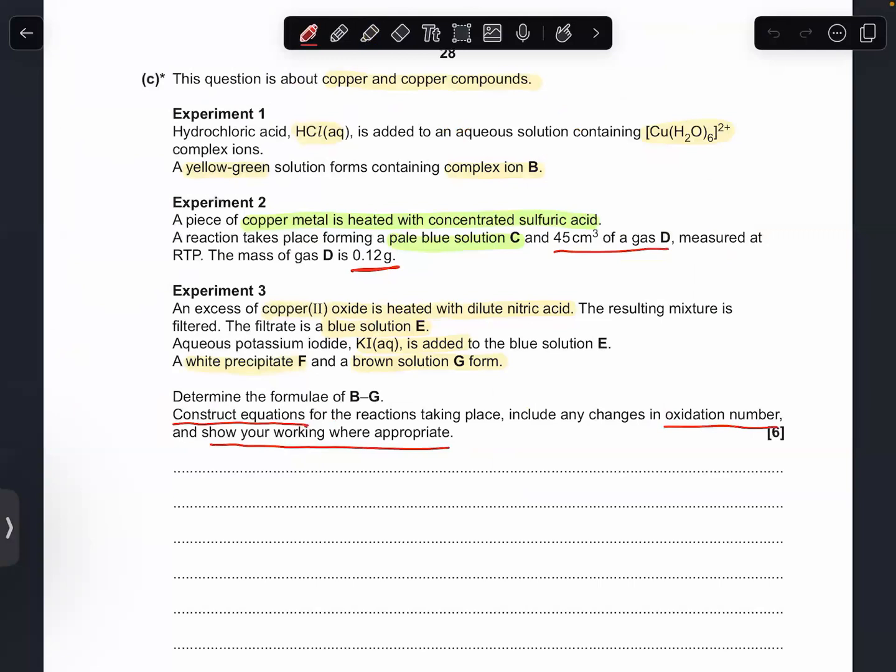So let's write down the equation. Cu with 6 ligands of water. You've got the charge. We're reacting this with chloride ions that have come from HCl. Ligand substitution takes place. You got 4 chloride ions, which gives you an overall 2 minus charge. And the water ligands are substituted off. Yep. You got the equation there. So here, yellow-green solution forms. This is your complex ion B.